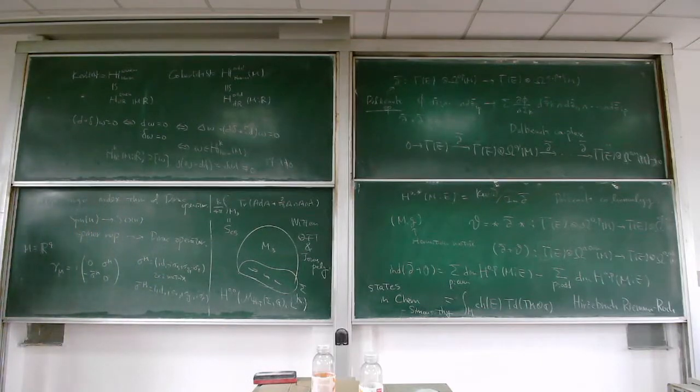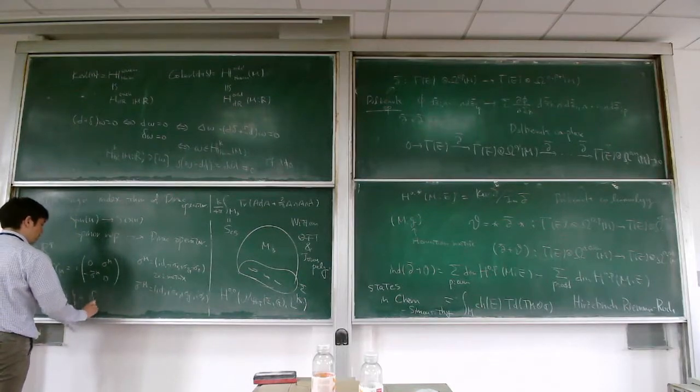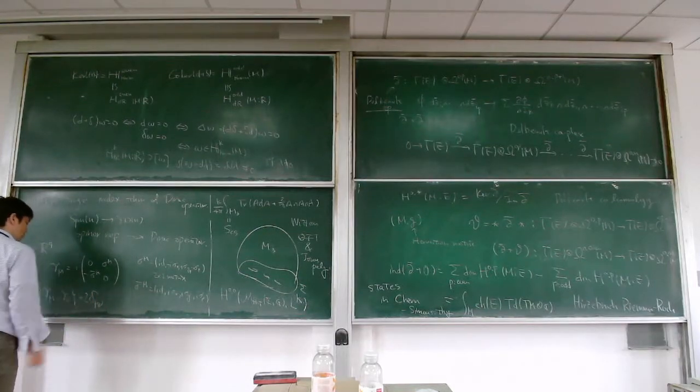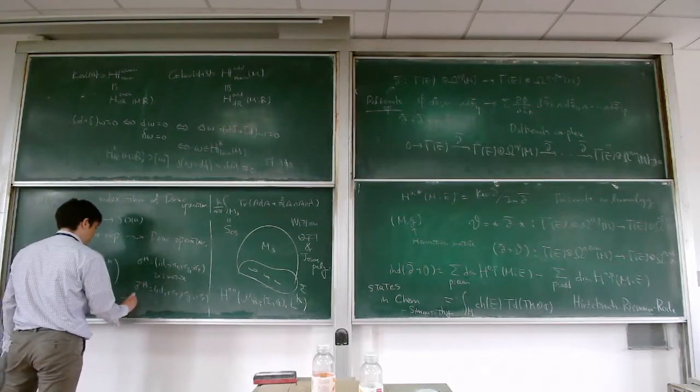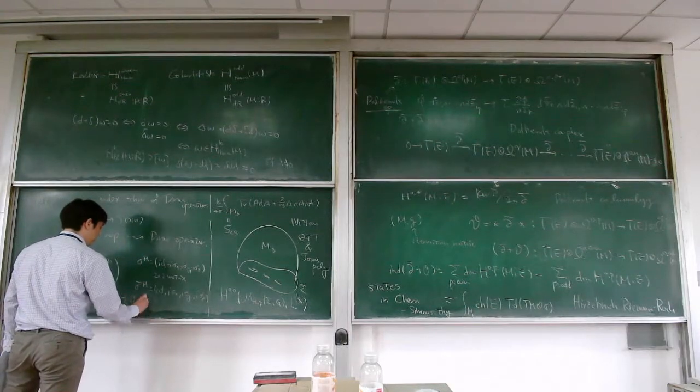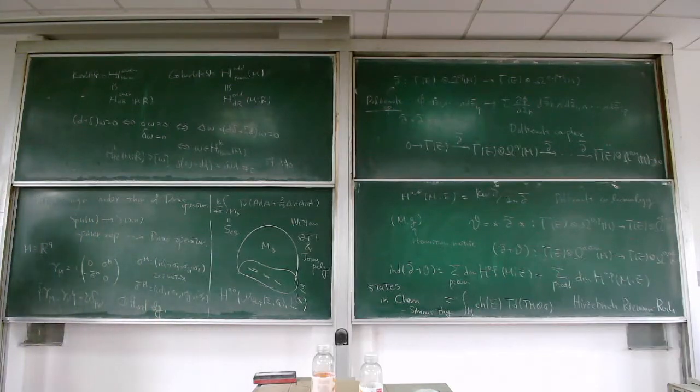And then this will satisfy the following anticommutation relation. It's a good exercise to do. This is 2 delta mu nu. This is called the Clifford algebra, from which one can construct the spinor representation.